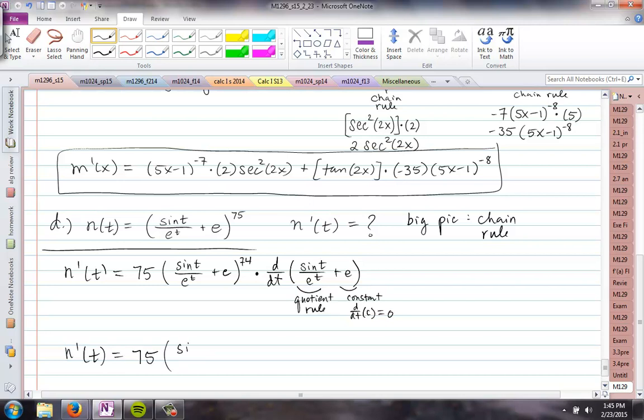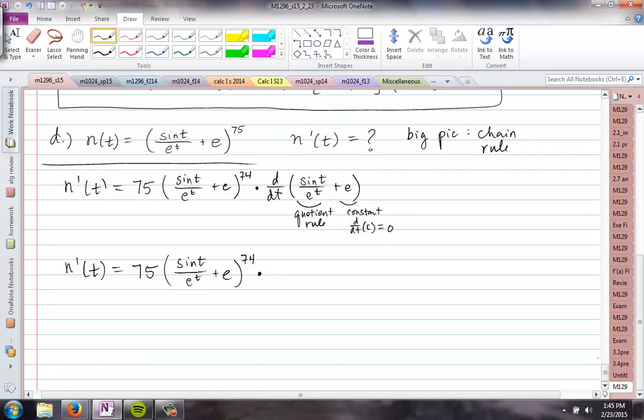75 parentheses sine of t over e to the t plus e, to the 74th power. And now I'm going to write out the quotient rule inside some parentheses here. So quotient rule, remember we have g f prime minus f g prime over g squared, where the top is f and the bottom is g. So our g is e to the t, our f prime is the derivative of sine t, which is cosine t. Then we have minus f, which is just sine of t, and then we have the derivative of g, which is also e to the t.